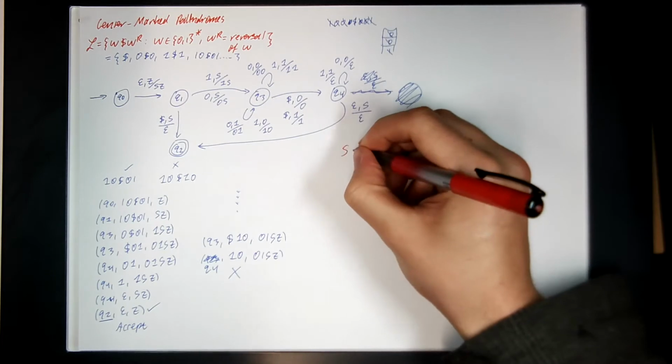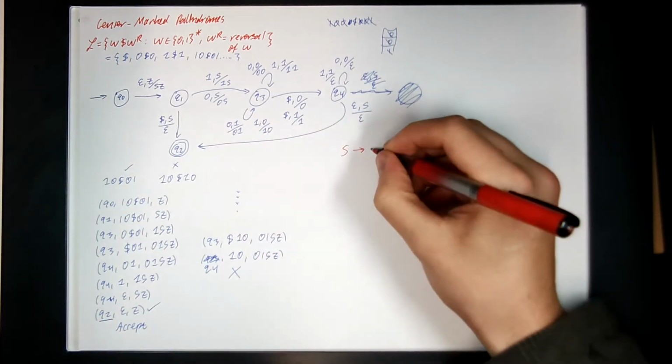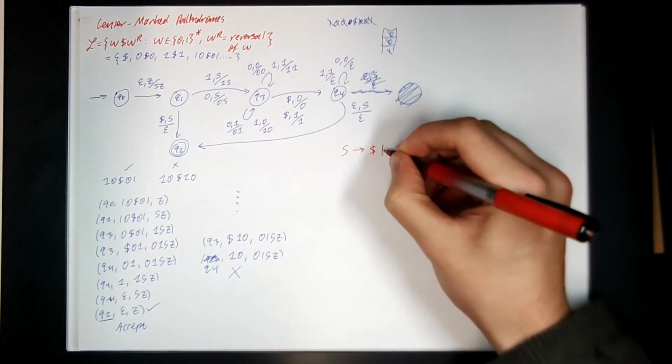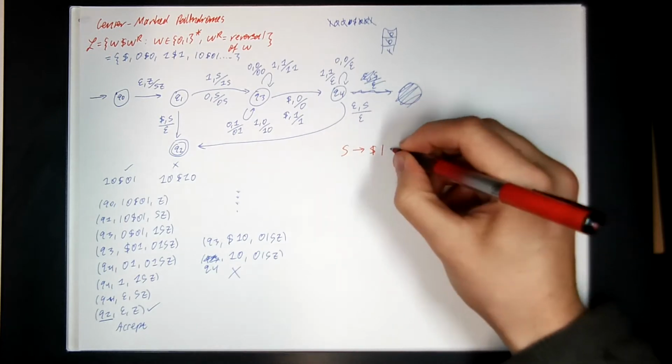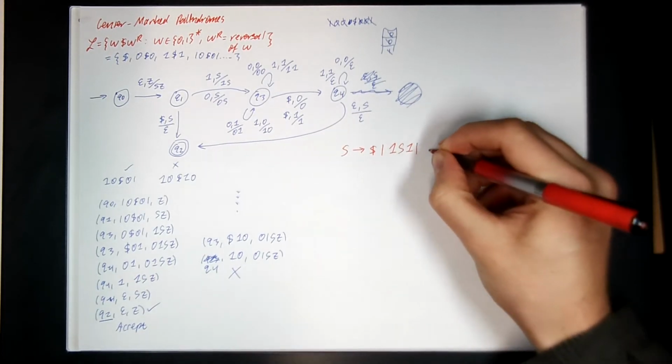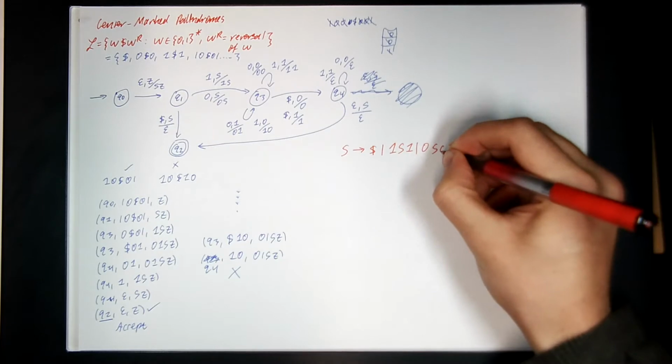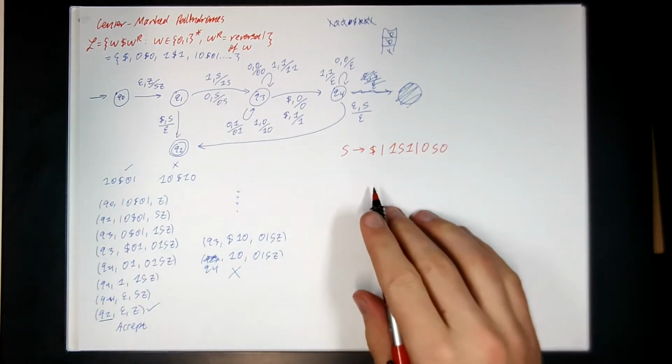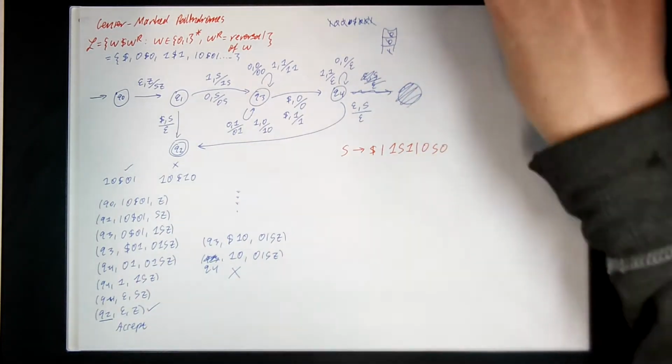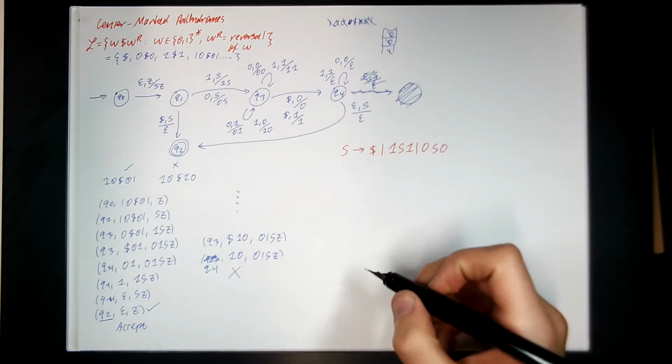So I got S. I guess S could go immediately to dollar. Or I could put a 1 on the left, 1 on the right. Or I could put 0 on the left, 0 on the right. So this looks like the grammar to generate center-marked palindromes. So then we just do it.